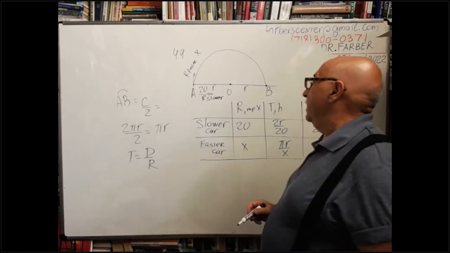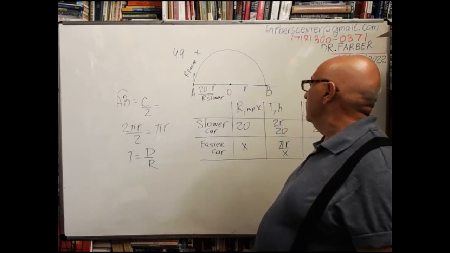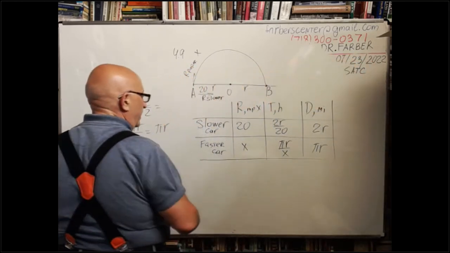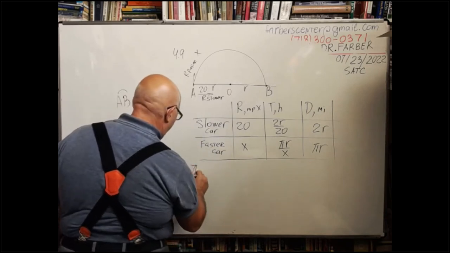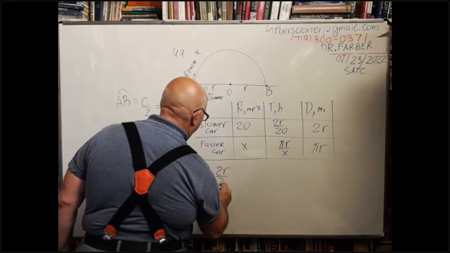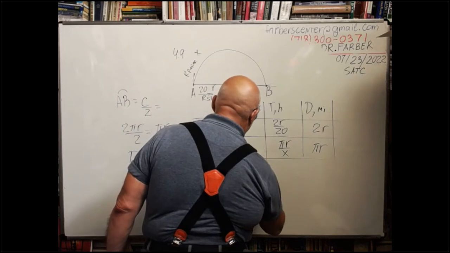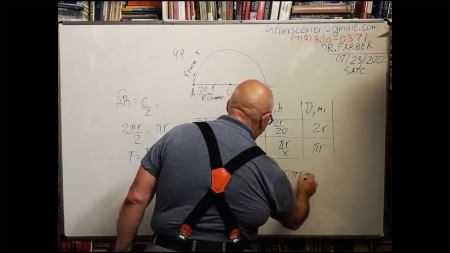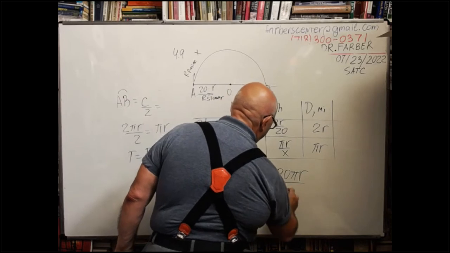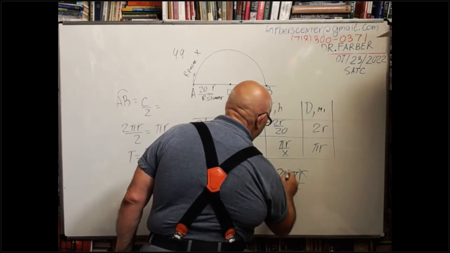Since they start from this point and get to this point together, the times are supposed to be equal to each other. So pi r over x is supposed to equal 2r over 20. You can simplify: 2rx equals 20 pi r, and divide by 2r. Cancel, 2 goes into 20 10 times. Okay.